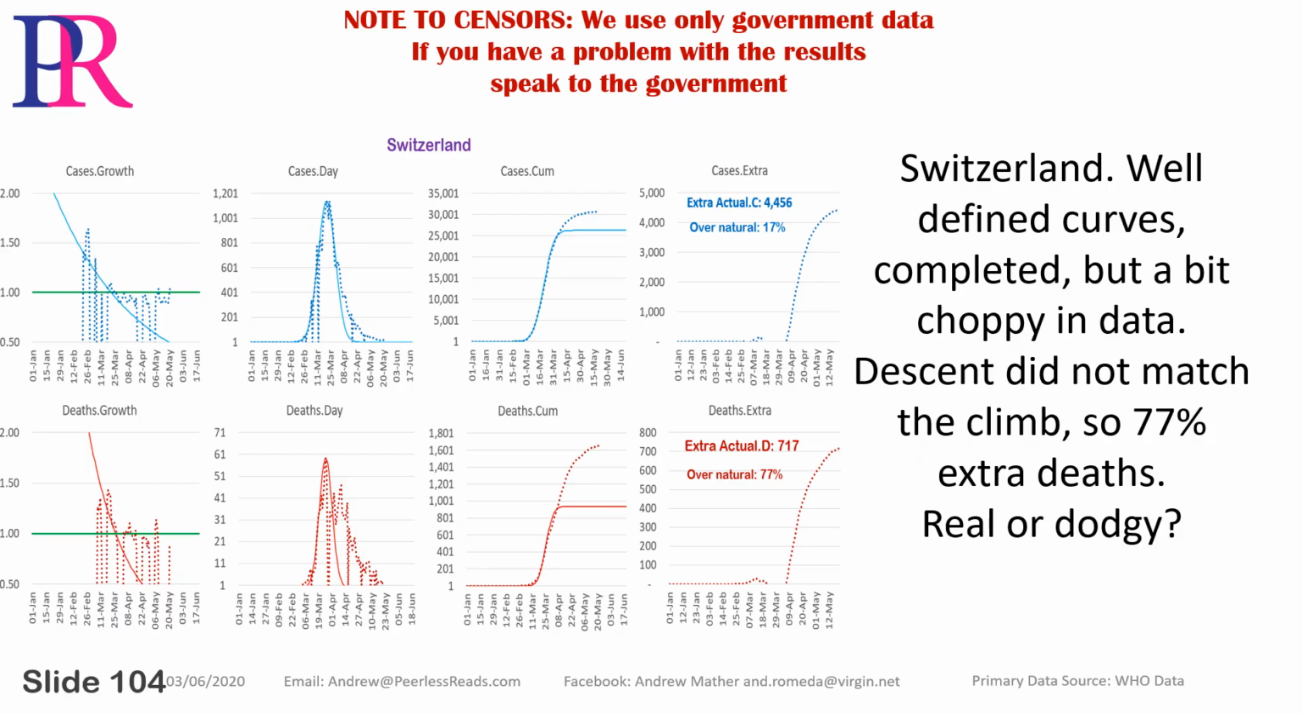Switzerland, well-defined curves completed but a bit choppy in data. Descent did not match the climb, so 77% extra deaths. Real or dodgy?